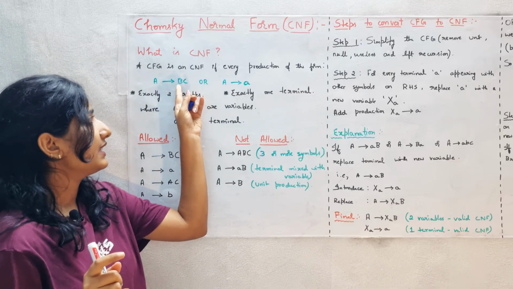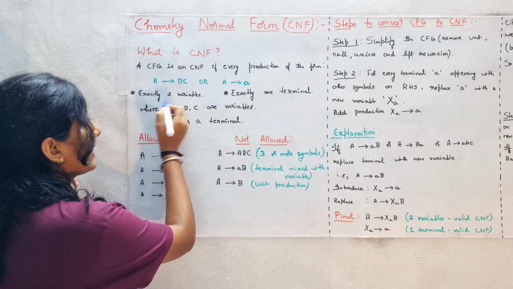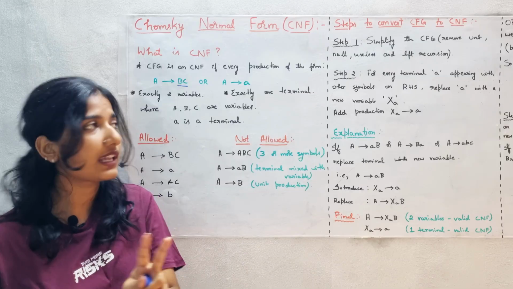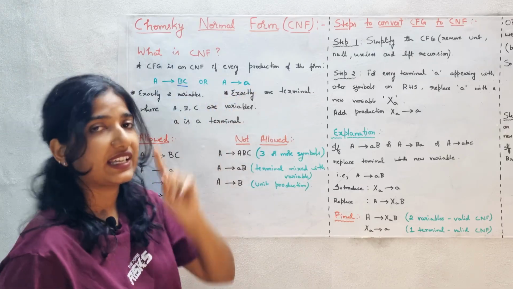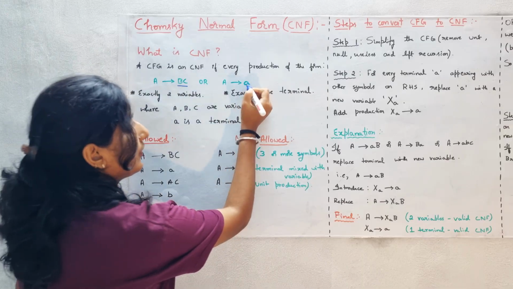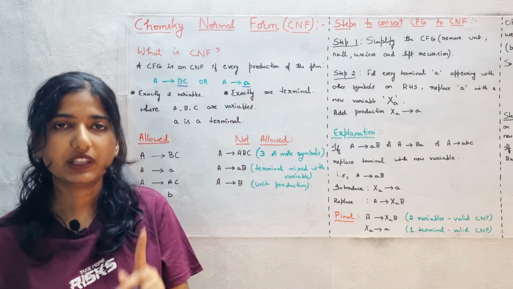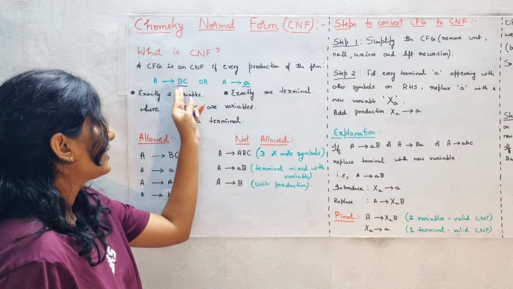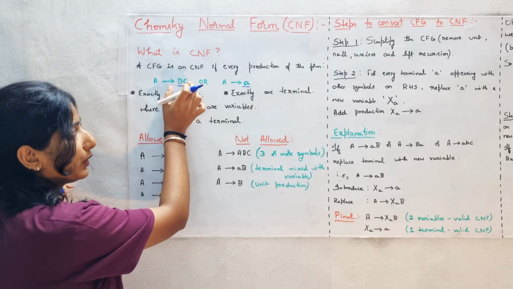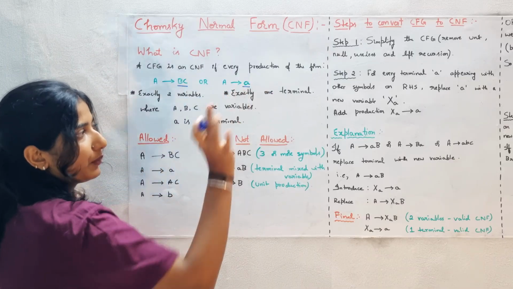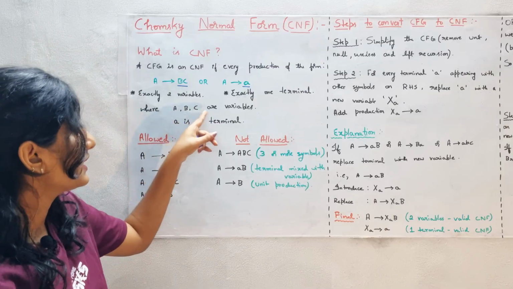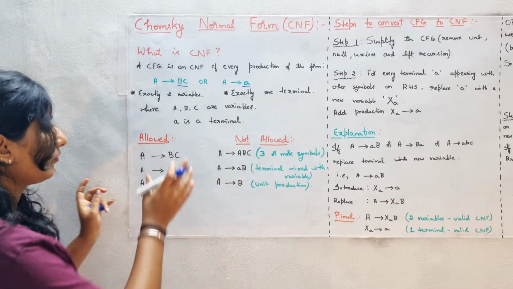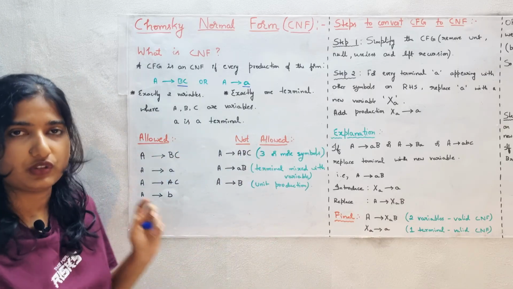Okay. First kind is A derives BC. Here exactly two variables. On the right hand side, we can have two variables, or A derives a, exactly one terminal, or we can have one terminal. Remember this one, in Chomsky normal form, only two kinds are allowed. One, A derives BC, which means here there can be two variables, and here there can be one terminal. So where A, B, C are variables and a is the terminal. Clear?